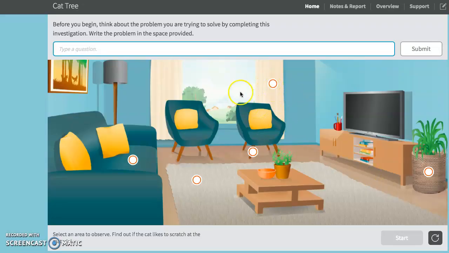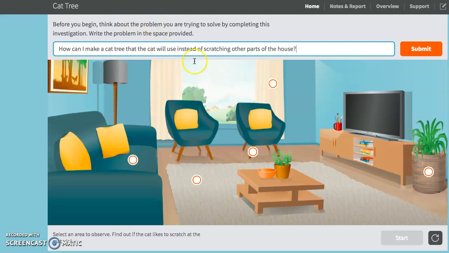Before you begin, think about the problem you are trying to solve by completing this investigation. Write the problem in the space provided. Okay, so what's the problem when you're talking about a cat trying to scratch? You want to make sure that the cat is scratching, like, not your furniture, right? So how can I make a cat tree that the cat will use instead of scratching other parts of the house?